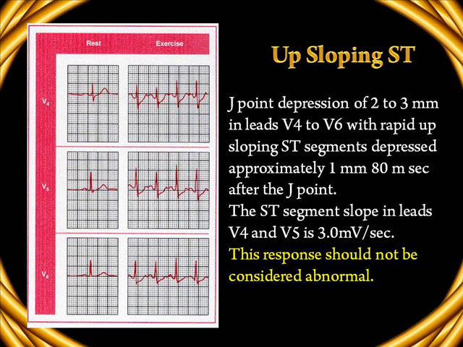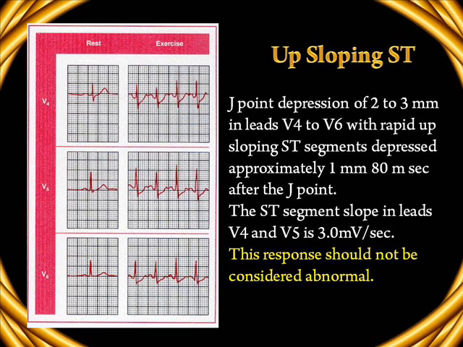Let us look at this ECG recording. There are three leads presented here, V4, V5, V6. Both the resting ECG and the exercise ECG are given. In the resting state, all the three leads are showing normal ST segment with no depression or elevation compared to the baseline, baseline being the PR segment.